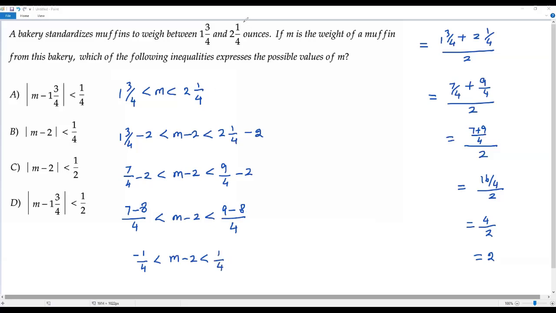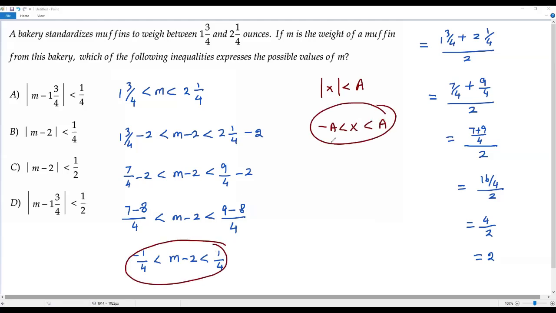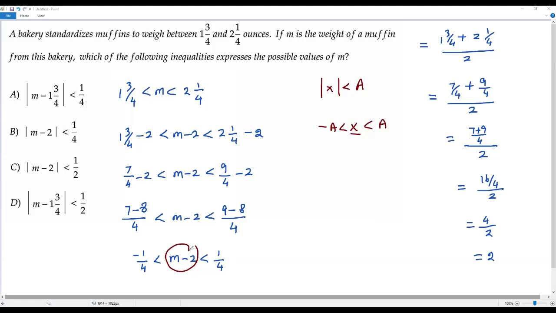Okay, now let's consider an absolute value inequality in the form |x| < a. If I solve this absolute value inequality, I'll be getting -a < x < a. So now the inequality we have over here is exactly in this form. At the place of a we have 1/4 and at the place of x we have M - 2.